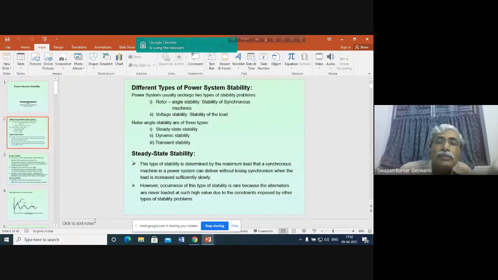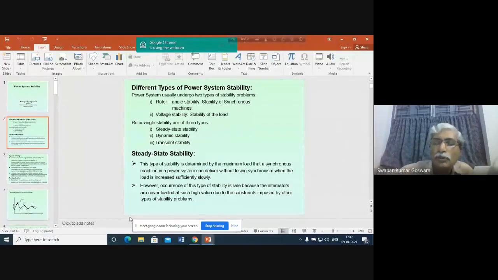Maybe the disturbance is in respect of active power variation, maybe in respect of reactive power variation. So now we can say that there are broadly two types of stability problem. One is the stability problem of the synchronous generator, sometimes called rotor angle stability. Another is the problem of maintaining the voltage. And people have identified that the problem of maintaining the voltage is not of the generator. It is the problem of the load, basically dynamic load.